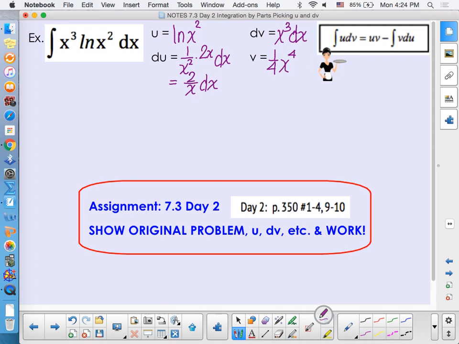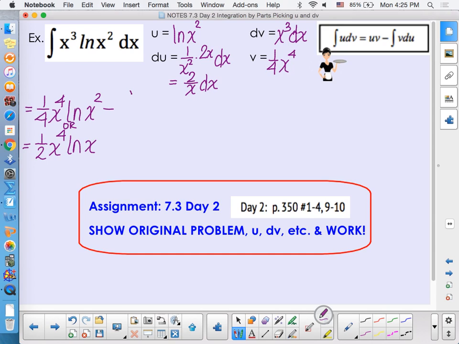So again, you could pause the video, plug everything in, and come back and see how you did to evaluate that integral. Otherwise, stay with us and sort of fill everything in. So the formula says u times v, so 1/4 x to the 4th natural log of x squared. Again, you could also bring that 2 out in front, so you could also instead have 1/2 x to the 4th natural log of x. So bringing that 2 out front as a multiplier on logs is always an option. So either one of those would be okay as your beginning term.